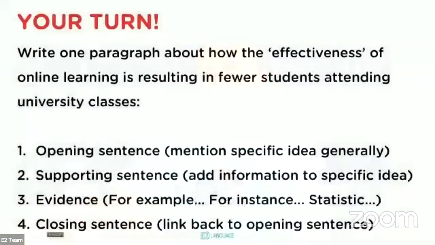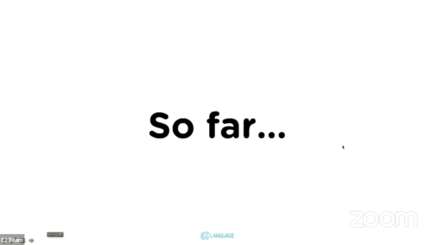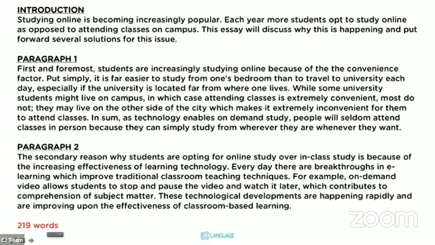Very good. A little bit off topic with the appearance and stuff. But very good. Well done. Good paragraph. Well done. Cool. All right. So far in our essay for the problem solutions, we've written this. We have an introduction, which we know now is a 3-sentence introduction. We've written paragraph 1 about the first cause, which was convenience. We've written a paragraph which is the second cause, which is effectiveness. Now, we've written 219 words.